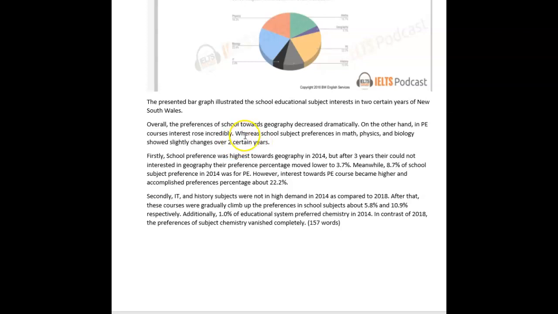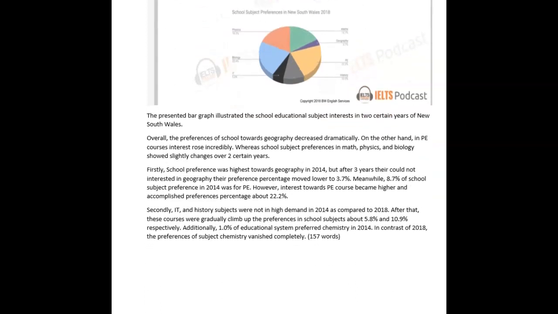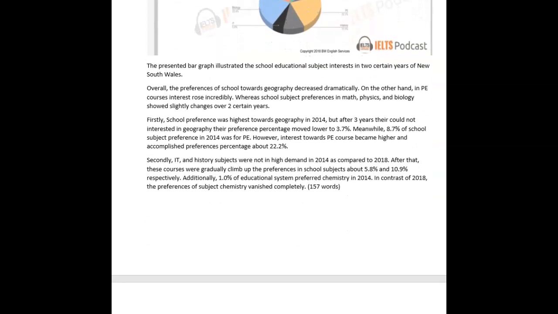You could have said here, rather than saying whereas, you could have just said additionally, school subject preferences in maths, physics, and biology showed slight changes over the 2 years. Okay? Over the 2 years in question, or you could refer to it as a 4-year period because I think there's 4 years between them, yes? So you could do that, all right? So, again here, remove the word school because it just makes it a little confusing. So let's just start with this.